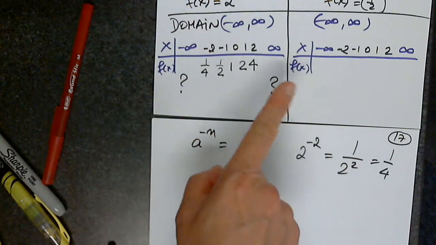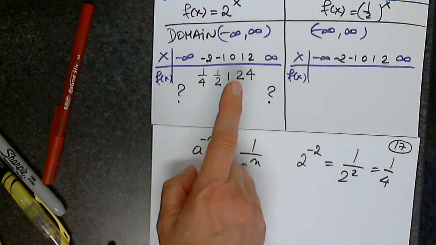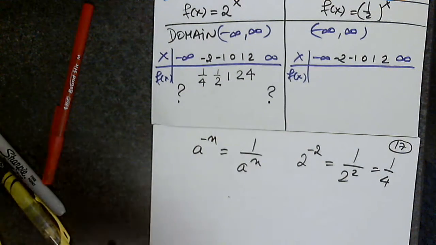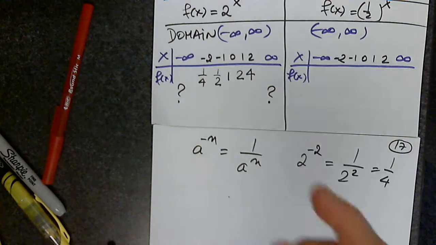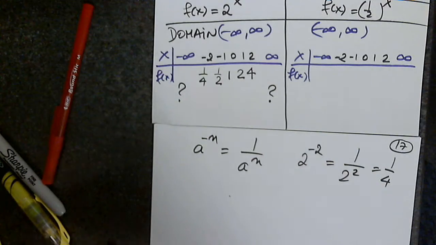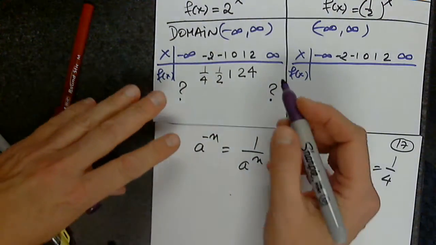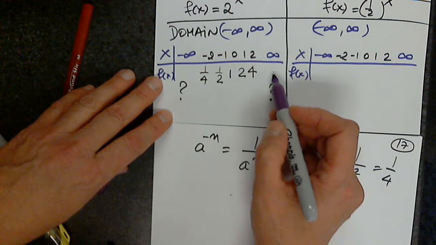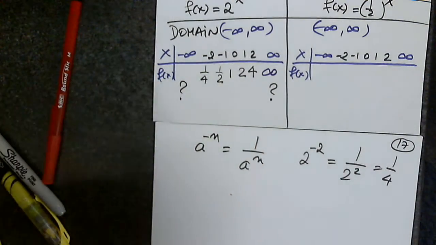I'm going this way. 1/4, 1/2, 1, 2, 4, 8, 16, 32, 64, 128. Where am I going? Positive. Yes, which means positive. What do we call it? Very good. Of course.